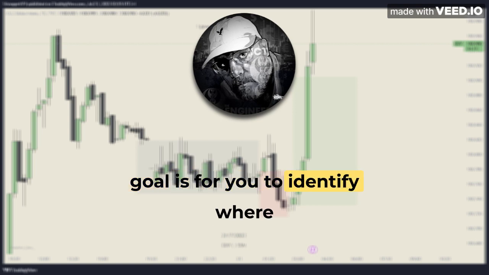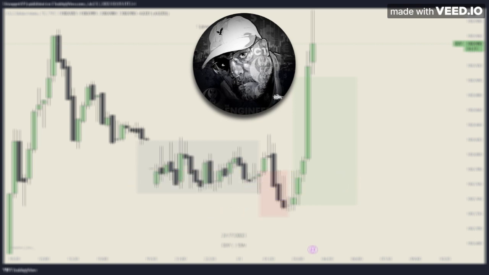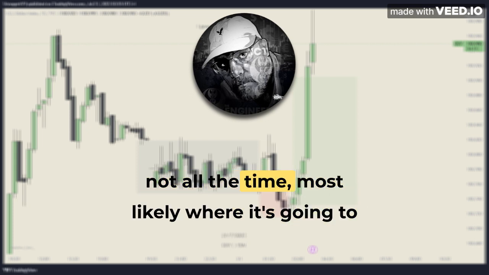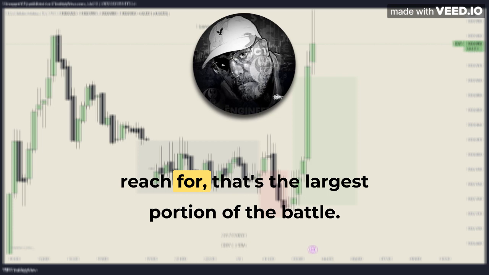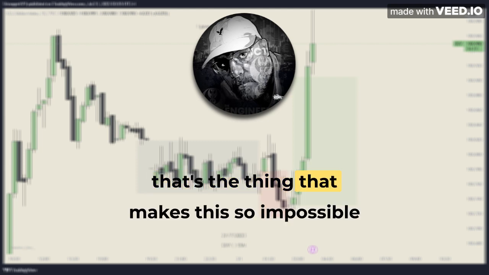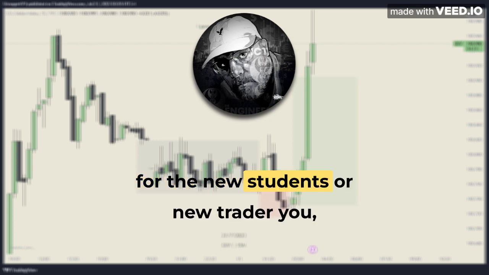Goal is for you to identify where the market's going to draw to. If you can determine where the market is most likely, not all the time, most likely, where it's going to reach for, that's the largest portion of the battle. That's the thing that makes this so impossible for the new students or a new trader.